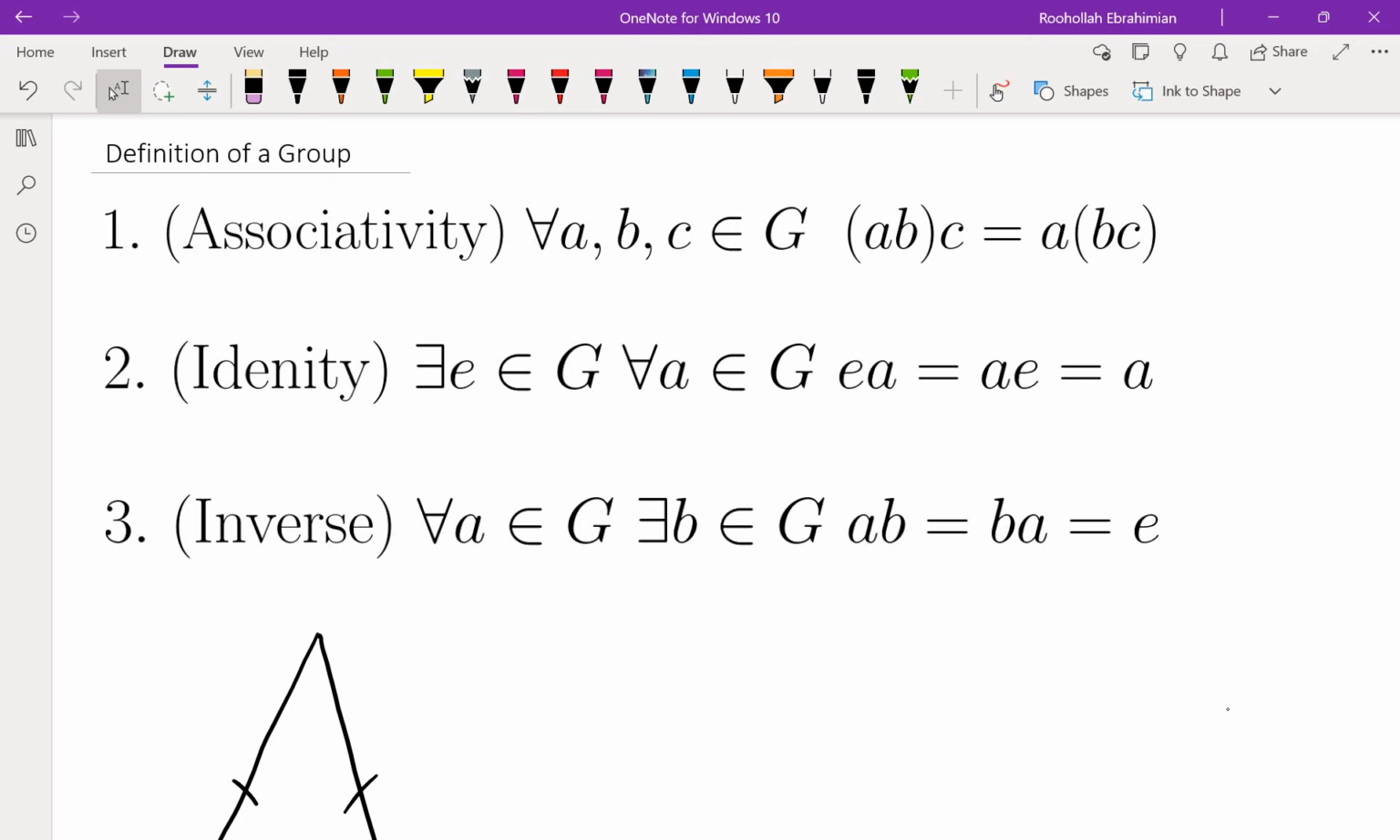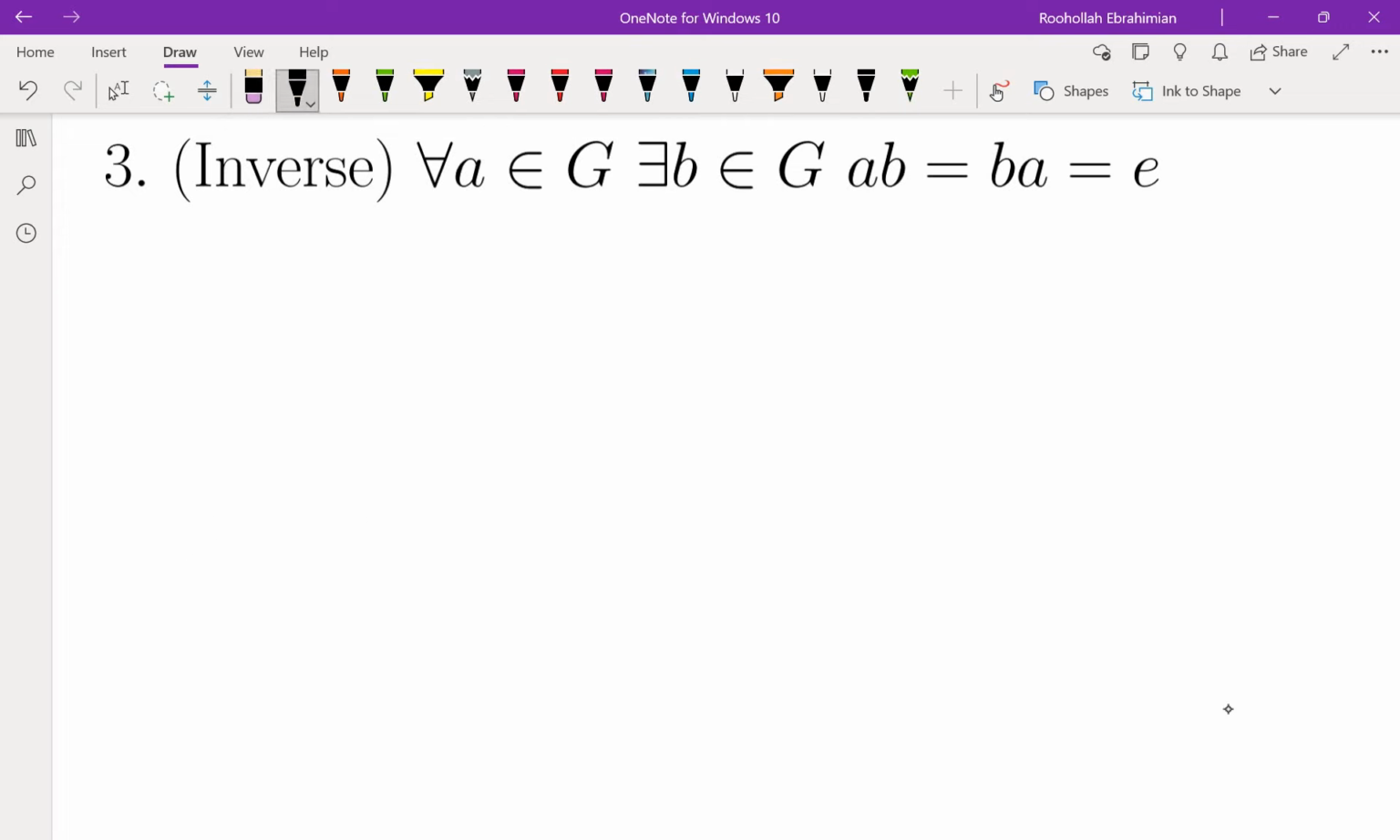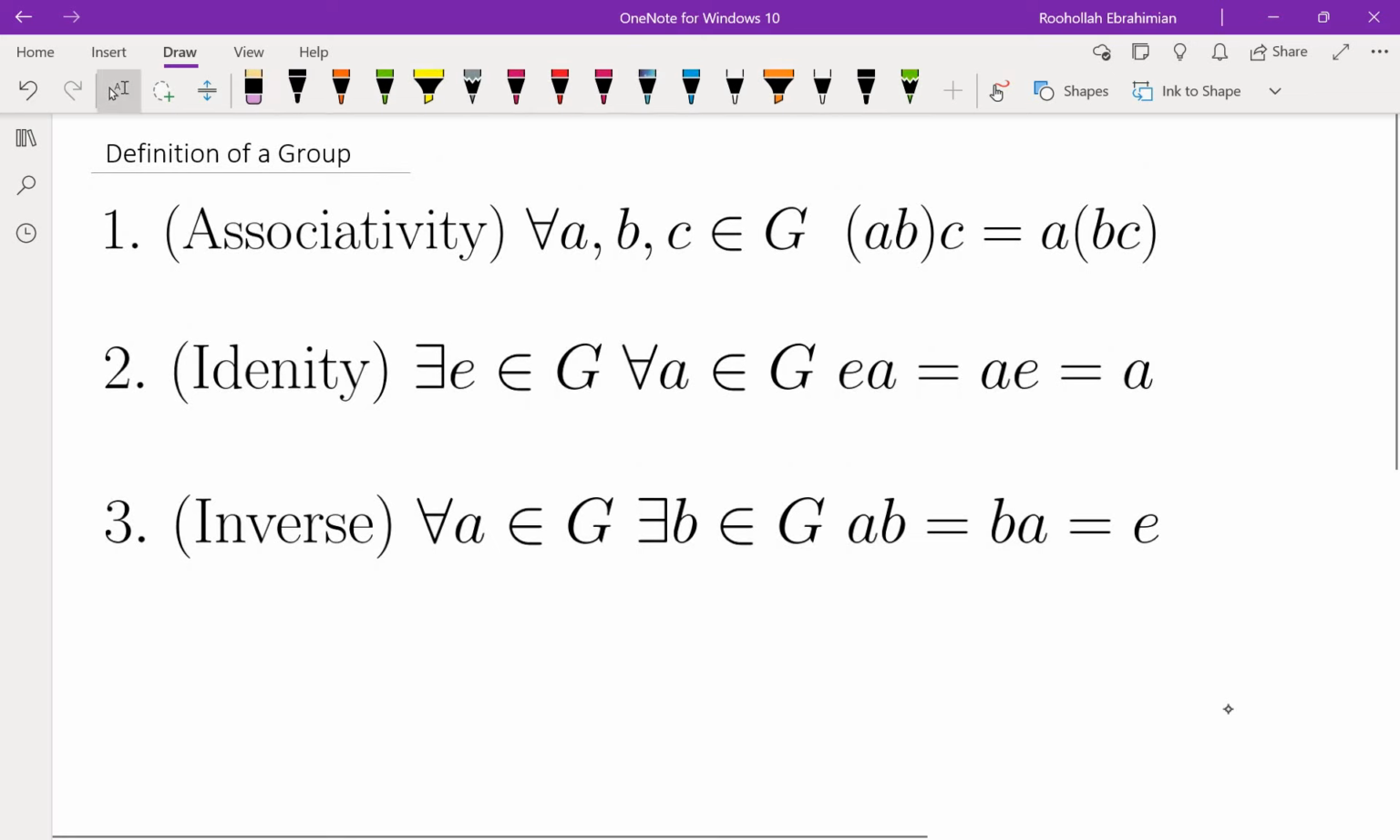Now, there doesn't seem to be anything wrong with this, because these three properties are completely independent of each other. Why is that so? In order to show that these three properties are completely independent, we have to come up with examples that satisfy two of them but do not satisfy the third one. So let's start with an example that is not associative, but it has an identity and it has an inverse.